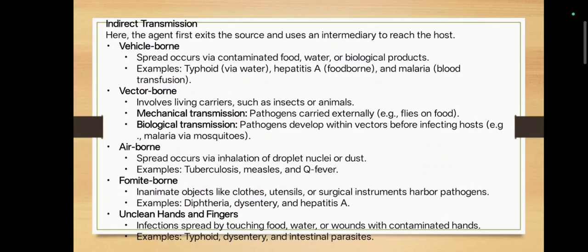Airborne. Its spread occurs via inhalation of droplet nuclei or dust, for example, tuberculosis, measles, and Q fever. Fomite-borne. Inanimate objects like clothes, utensils, or surgical instruments harbor pathogens, for example, diphtheria, dysentery, and hepatitis A. Unclean hands and fingers. Infections are spread by touching food, water, or wounds with contaminated hands, for example, typhoid, dysentery, and intestinal parasites.